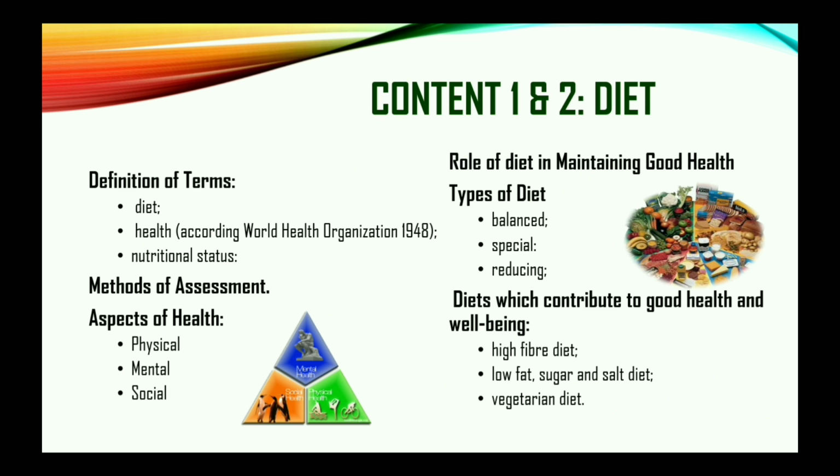They coined this definition in 1948. Now, the next term that we looked at was nutritional status. This refers to the state of the body resulting from the intake and use of nutrients. It also depends on the quantity and quality of the foods that are eaten and how they affect one's body. So persons can have a good nutritional status or a bad nutritional status depending on what you eat.